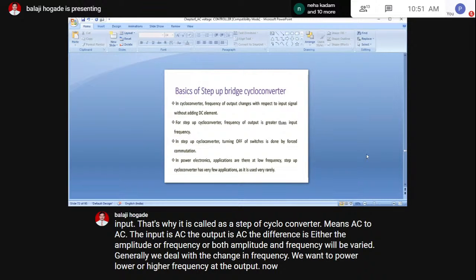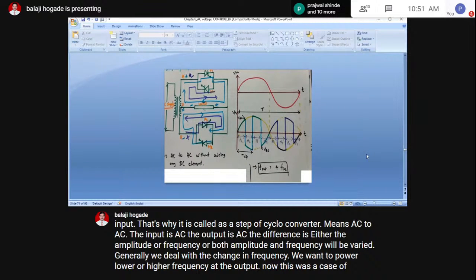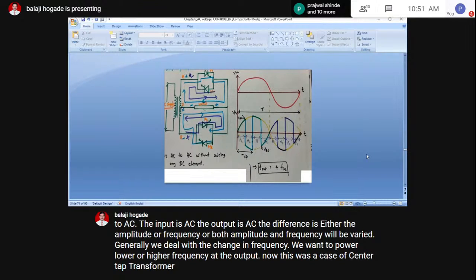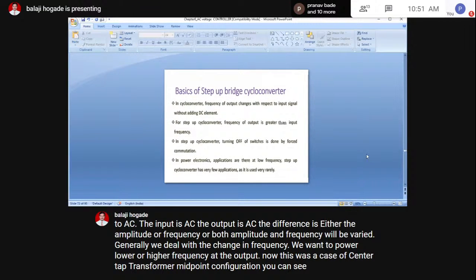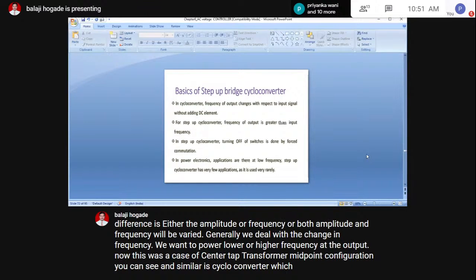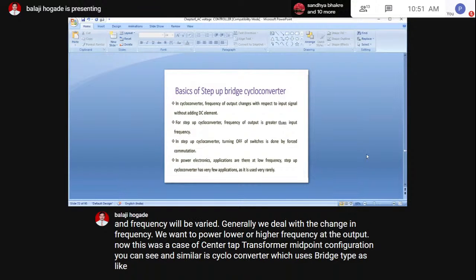Now, this was a case of center tap transformer midpoint configuration, you can say, and similar is cycloconverter which uses bridge type as like rectifier. As like rectifiers, there are cycloconverters also. That means center tapped or full bridge.